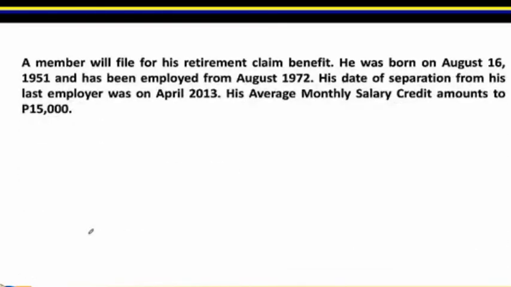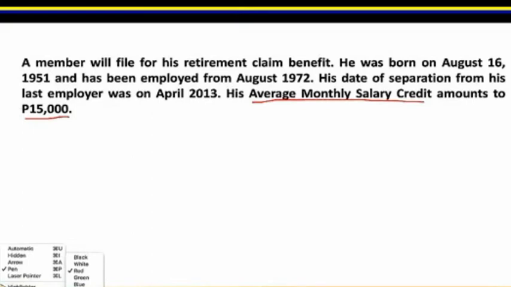So let's have a sample computation, participants. A member will file for his retirement claim benefit. He was born on August 16, 1951 and has been employed from August 1972. His date of separation from his last employer was April 2013. His average monthly salary credit amounts to 15,000. So number one, we need to know the AMSC or the average monthly salary credit. In this case, participants, it's already given at 15,000 pesos.